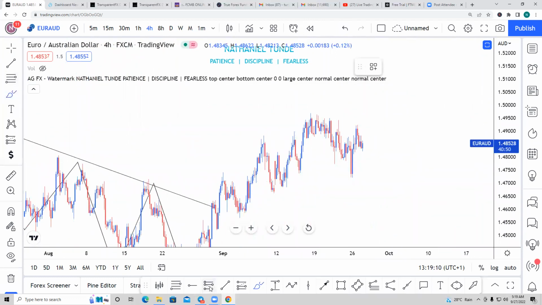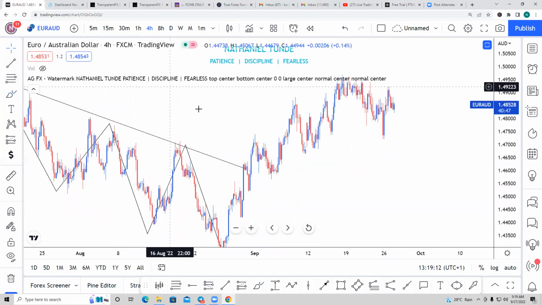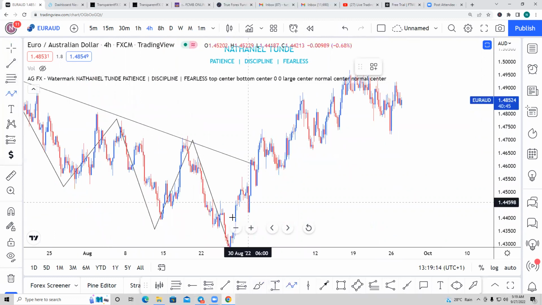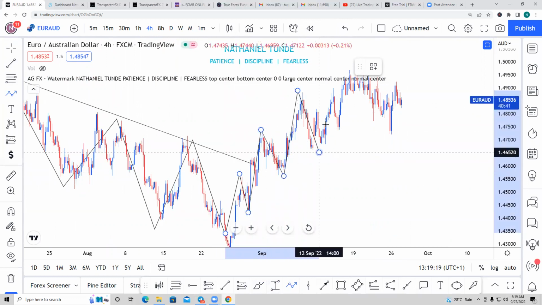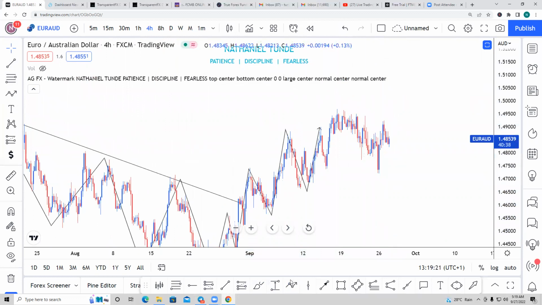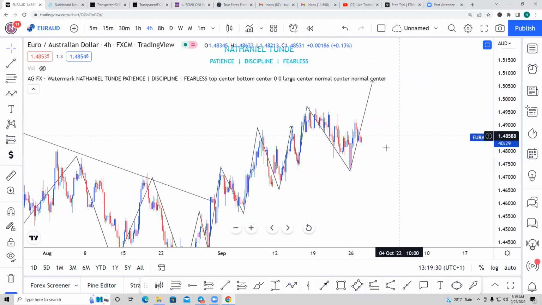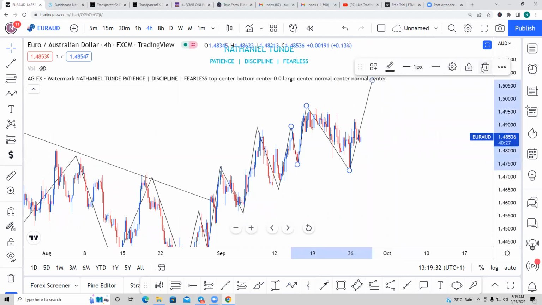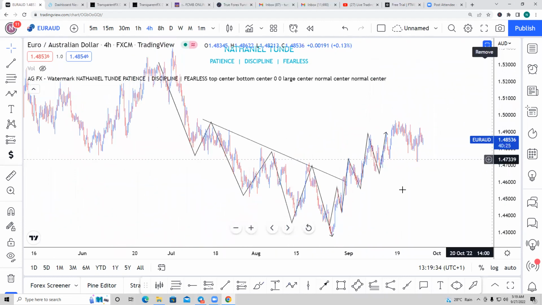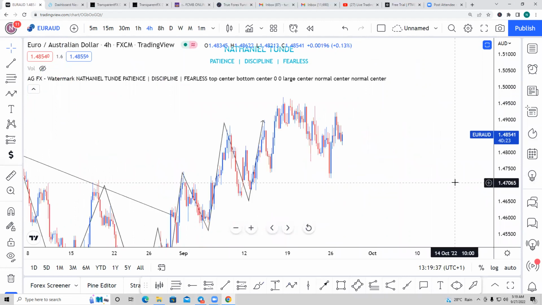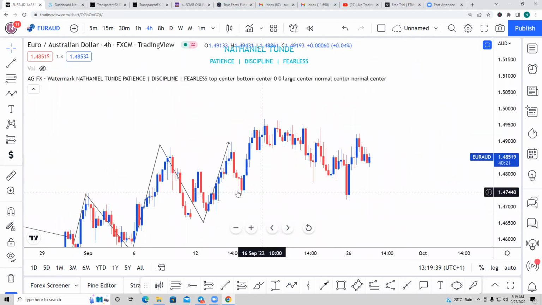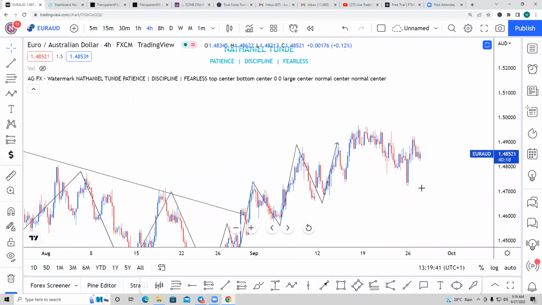You can see that right from here, it kept making a higher high, a higher low, a higher high, a higher low, a higher high, a higher low, a higher high, and it has not broken the low. So we expect this to make another higher high. Why should we expect this to make another higher high? Is it just for the sake of making a higher high, or what do we see?